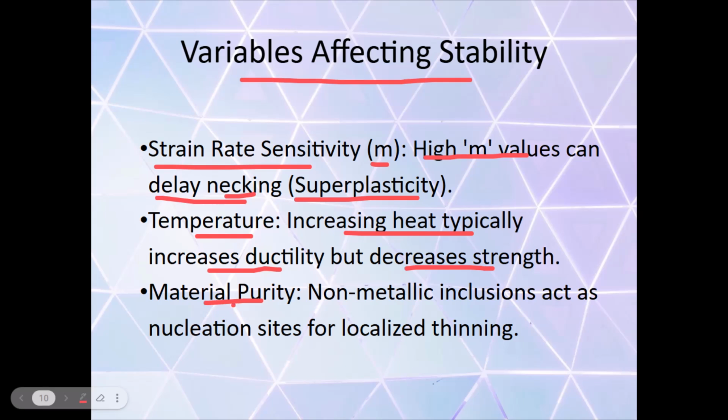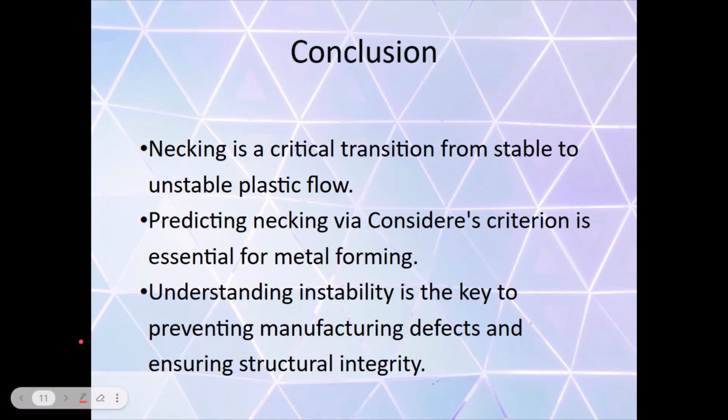Material impurities are another main reason. No material can exist in pure form, so there are always some impurities. Non-metallic inclusions act as nucleation sites for localized thinning. So by adding impurities to the material, nucleation occurs, which makes localized thinning occur. Because of this also, the stability gets affected.